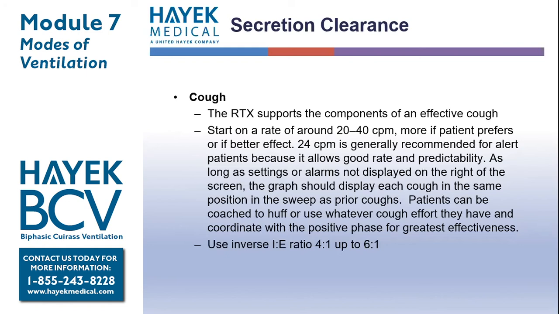Cough. The RTX supports the components of an effective cough. Start the cough at a rate of around 20 to 40 cycles per minute, more if the patient prefers or if you achieve a better effect. 24 cycles per minute is generally recommended for alert patients because it allows good rate and predictability.